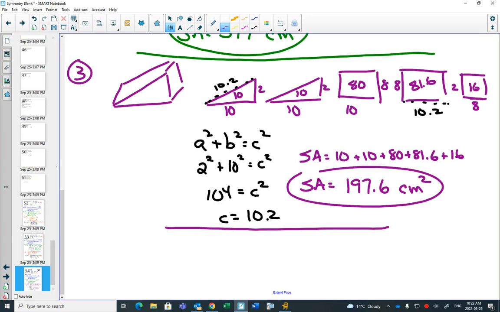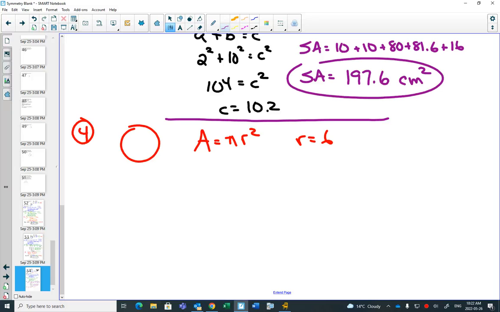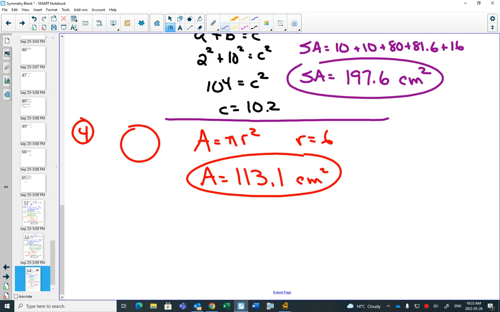Not yet. We got to do the red little idea, which was subtracting the circle. Area of a circle, pi r squared. We know that the radius was 6. Go to our calculator. 113.1. I find that these little ideas are pretty easy because they're just simple shapes.